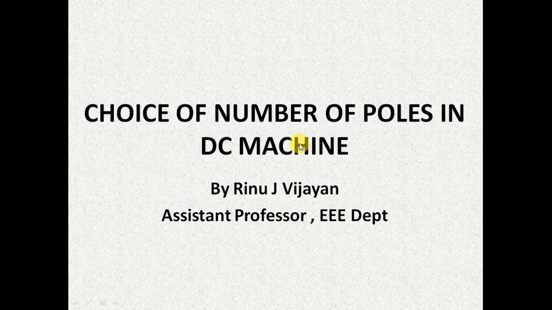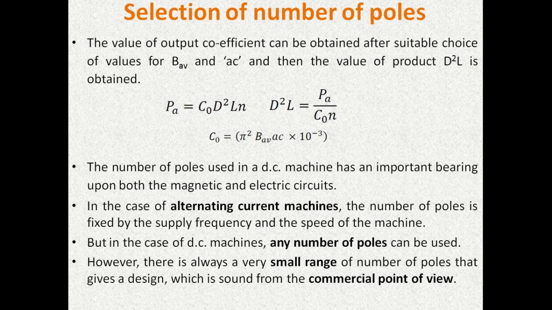Good morning all. Today we are going to handle the topic choice of number of poles in a DC machine. First we will see the significance of selection of number of poles in a DC machine. This equation indicates the output equation of a DC machine. You are quite familiar with this relation.